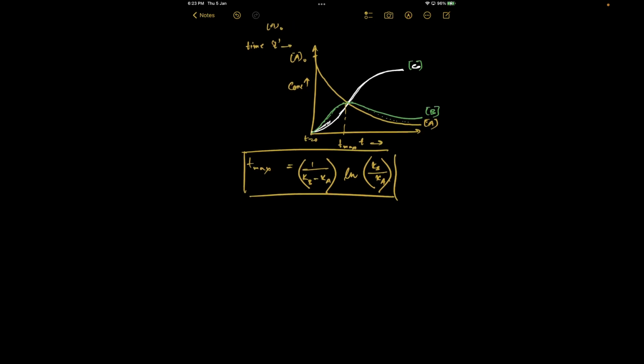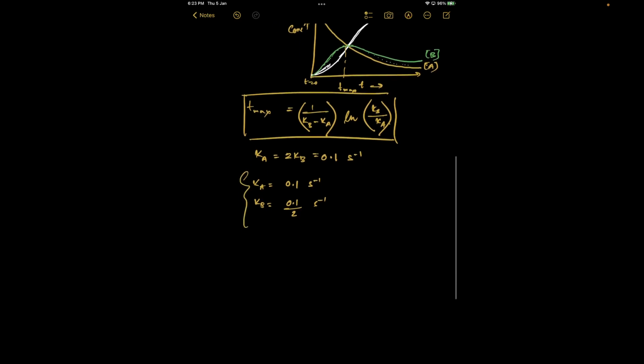So here in this question it is mentioned that Ka equal to 2 Kb, which will be equal to 0.1 second inverse. So Ka is basically 0.1 second inverse, and Kb is equal to 0.1 divided by 2 second inverse, right? So Ka and Kb both are mentioned here, so you can find the T max by just putting these values in this expression.